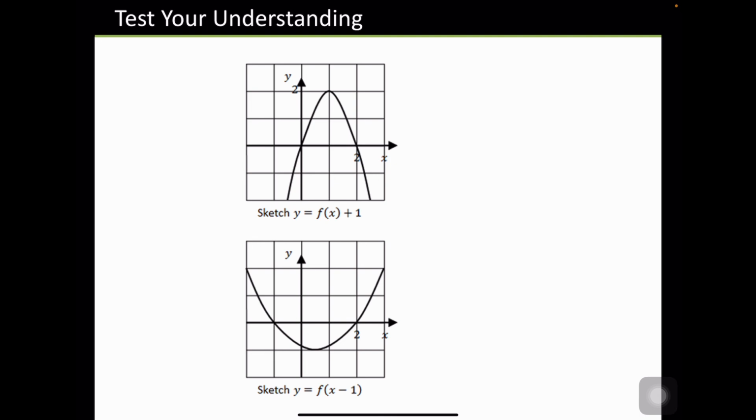Now, to test your understanding, have a go answering these two questions. Again, pause the video, I'll go through the answers in a sec. Here are the answers. So again, for the first one, we're changing our y values, keeping x values the same. For our second one, we are changing our x values, keeping the y values the same.